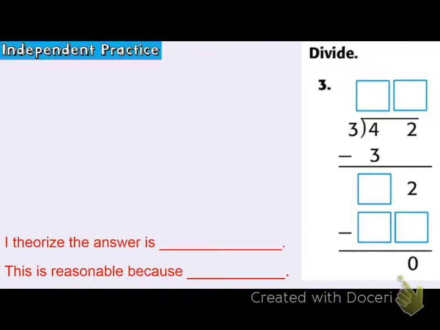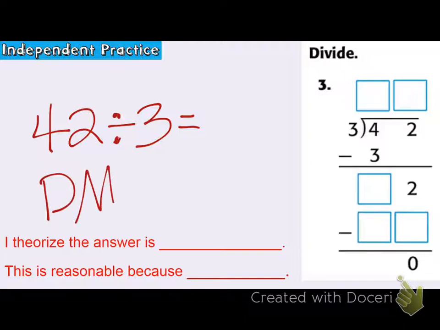Independent practice. We're now going to be dividing 42 into 3 equal groups. So the dividend's 42, the divisor's 3, and I need to figure out the quotient. How much goes in each of those 3 groups? My steps: dad, mom, sister, brother — divide, multiply, subtract, bring down. And I'm going to start with divide.